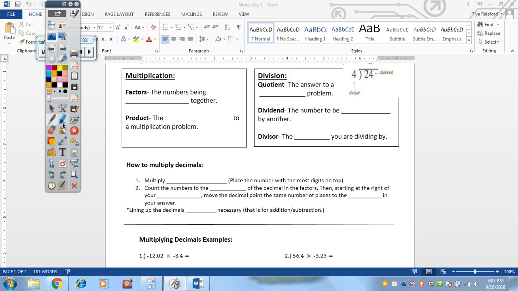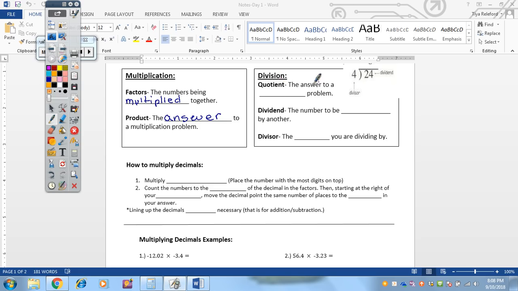Okay, we're going to start out with some vocabulary. When we're talking multiplication, the factors are the numbers being multiplied together. And the product is the answer to a multiplication problem. Only multiplication. So when you get the problems that say, what is the product of? It's asking you to multiply.